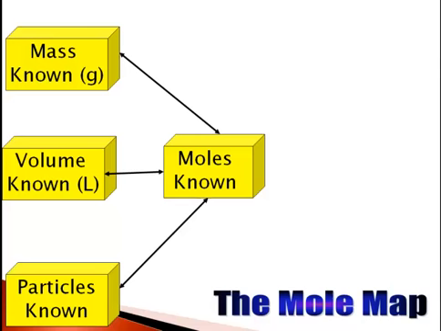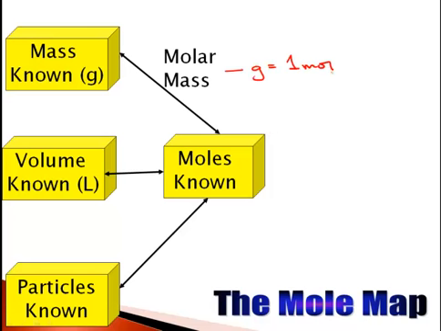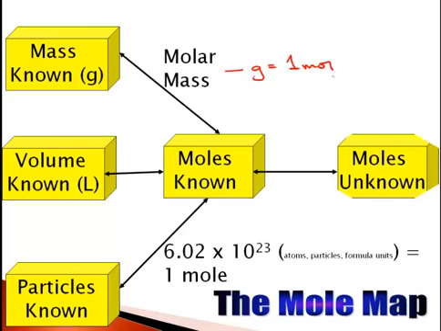We already know that we can go from the mass of a known substance to the moles of a known substance by using molar mass. And we know that we can go from the particles of a known substance to the moles of a known substance by using Avogadro's number. What we can also do is go from moles of a known substance to moles of an unknown substance, and to use this, we're going to use our mole ratio that we practiced finding in our last video lecture.